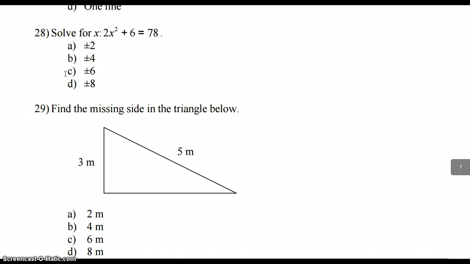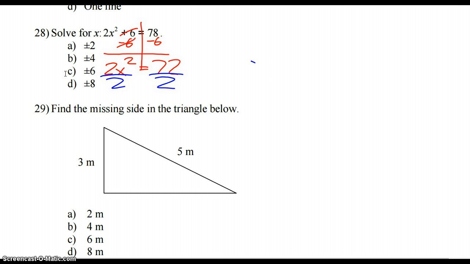All right, 28, solve for x. All right, so we have a square root type of problem here. So first thing I would do is subtract 6 on both sides. And then we've got 2x to the second equals 72. And then I would divide both sides by 2. And we have x to the second equals 36.